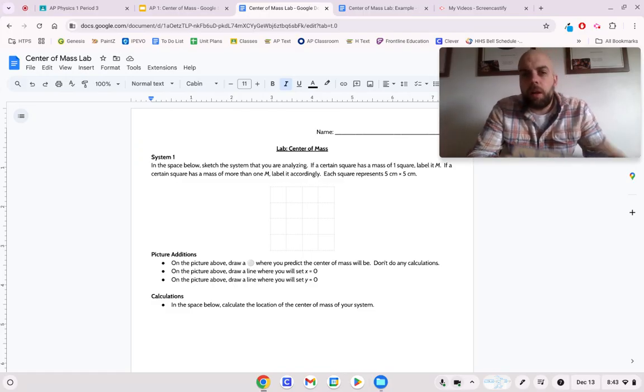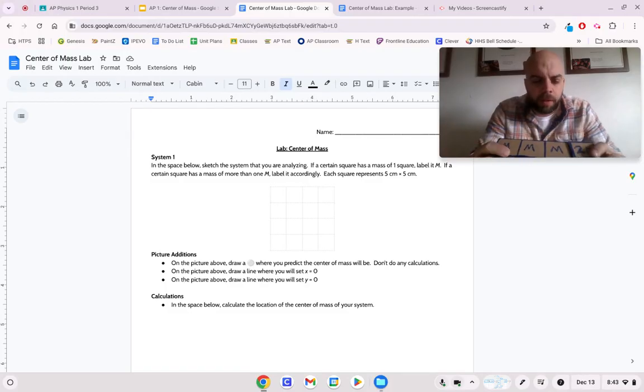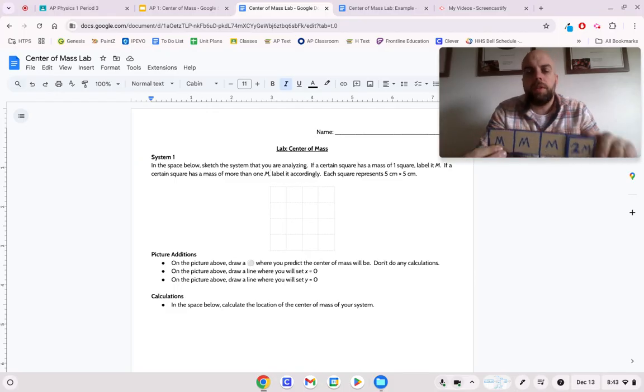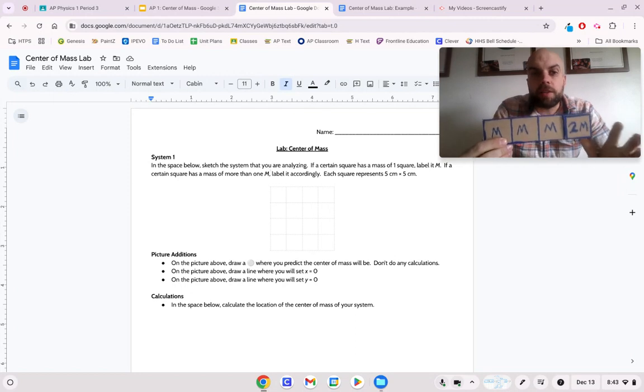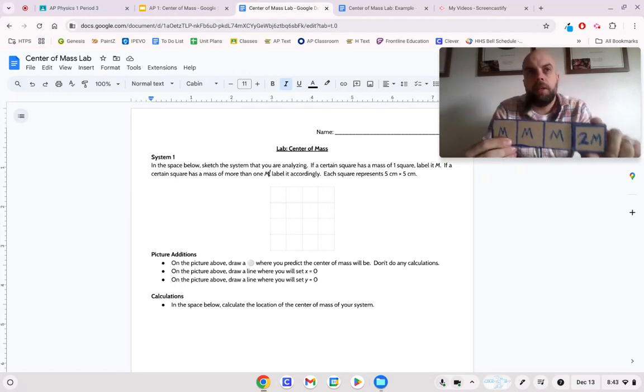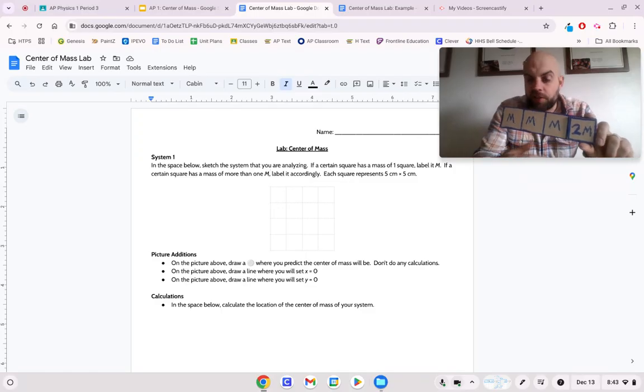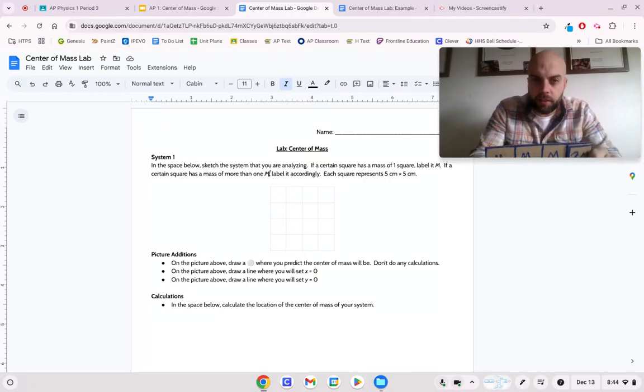So the lab involves these cardboard systems that you can find in the front of the room. They all have different masses, different shapes, and the goal is to figure out where the center of mass is for each of these systems. Center of mass is a great physics concept because you can describe the center of mass just by physically handling these objects and figuring out where they balance. You can describe it mathematically with equations, and you can describe it with words to explain why the center of mass is where it is. And today you're going to be doing all of those in this lab.